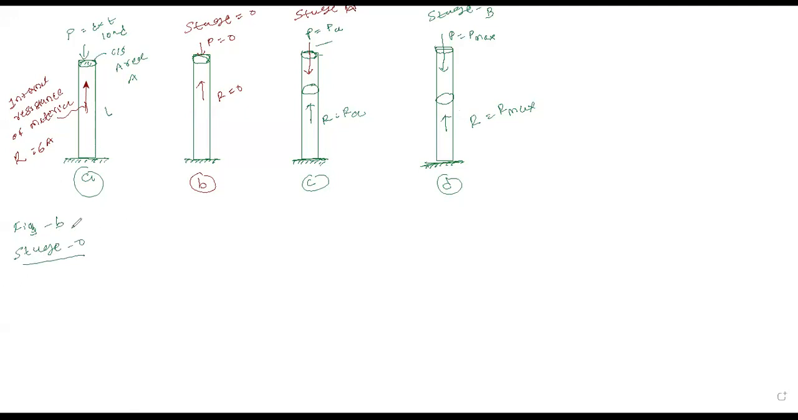At stage number 0, what is your load P? 0, yes or no? Now, if your load equal to 0, what will be the value of delta L? What is the change in length? Tell me. Load at 0, what will the change in length be? Tell me. Please interact in lecture. If load is 0, what will be your delta L?